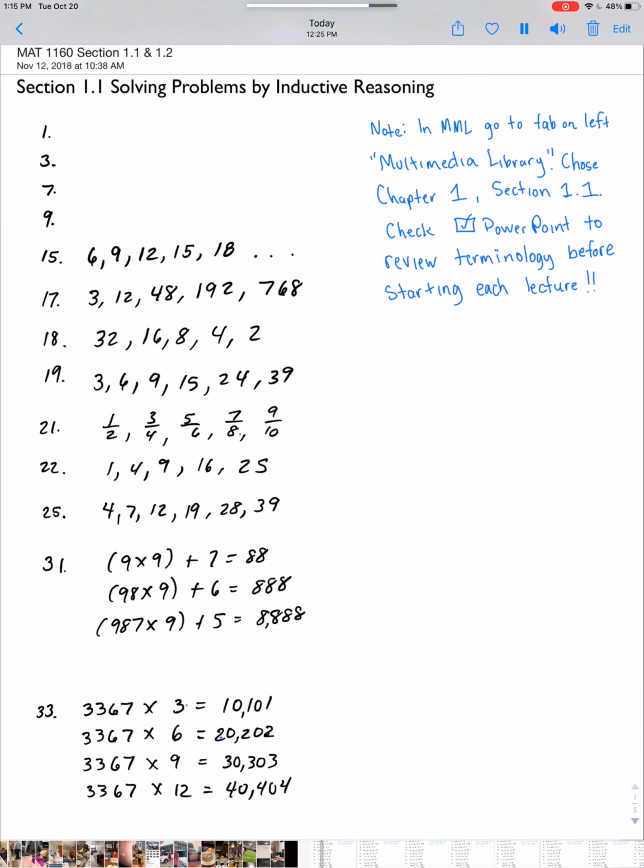Lectures, you need to go to My Math Lab on the left. You should look for Multimedia Library. Choose the chapter and the section. In this one, it's going to be Chapter 1, Section 1.1. And check PowerPoint and review all the terminology, and then there's a few examples. But you really want to do the terminology or write down formulas that you may need before we get started.